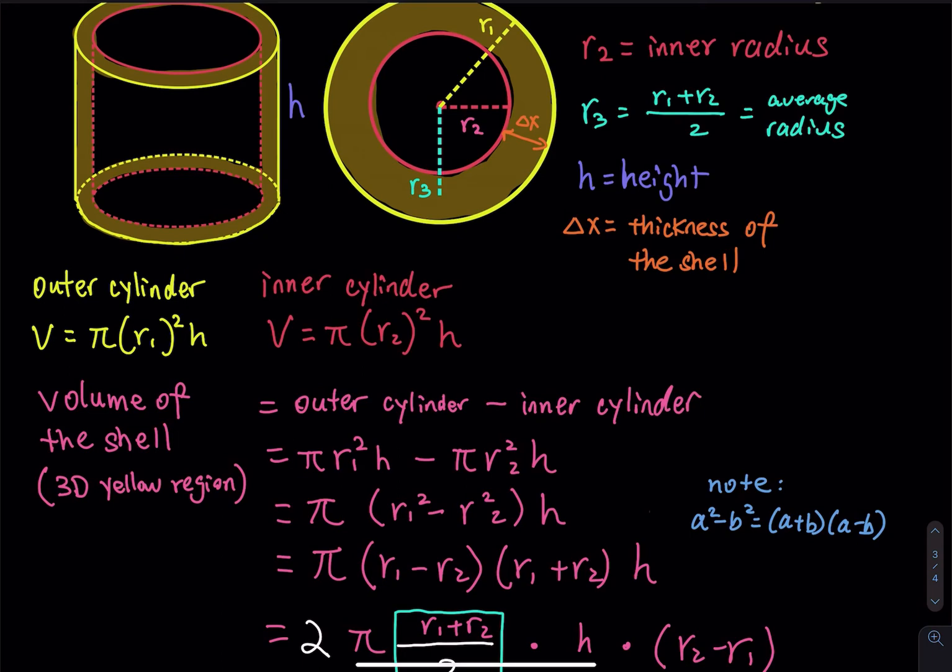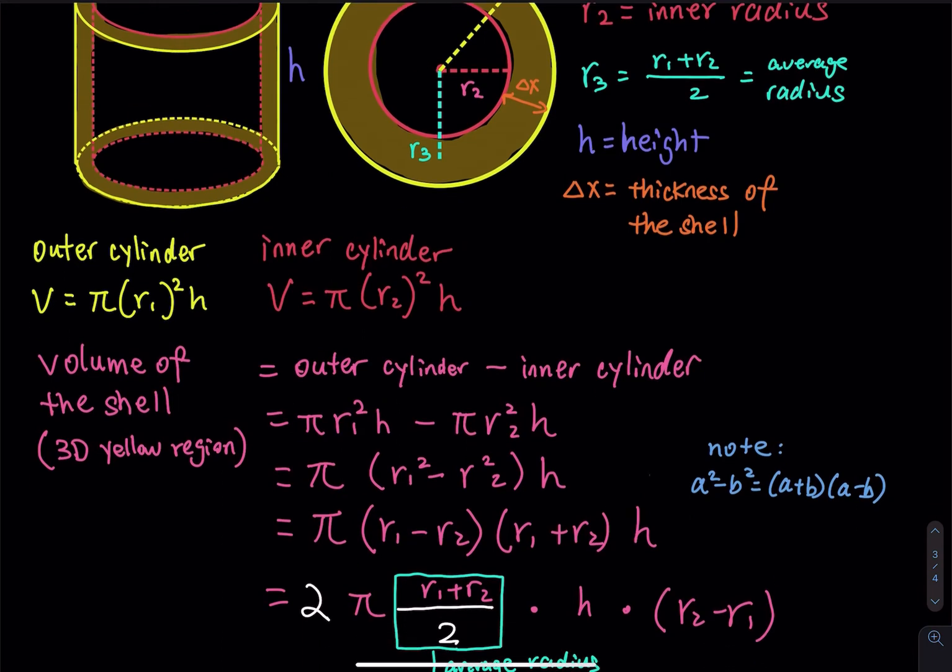And then what we did in the second line, right here, I factor out the pi, and then I factor out the h. So now I have pi in the front and h on the back, and in between them I have r1 squared minus r2 squared. And then the next thing is you have to factor the r1 squared minus r2 squared.